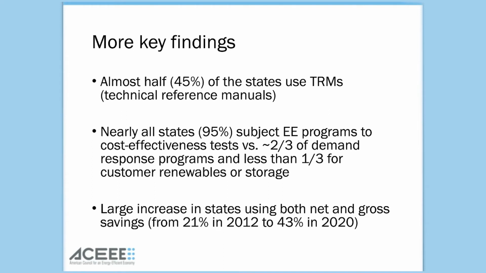And nearly all states subject their programs to some kind of cost effectiveness test. But we found that with demand response, it's not as prevalent. Two-thirds require those types of programs to be screened based on cost effectiveness. And so far for customer renewables and storage, those are not so much subject to those same tests, about a third, as we found. And again, there's a large increase in states using both net and gross, and it went from 21% back in 2012 to 43% in 2020.